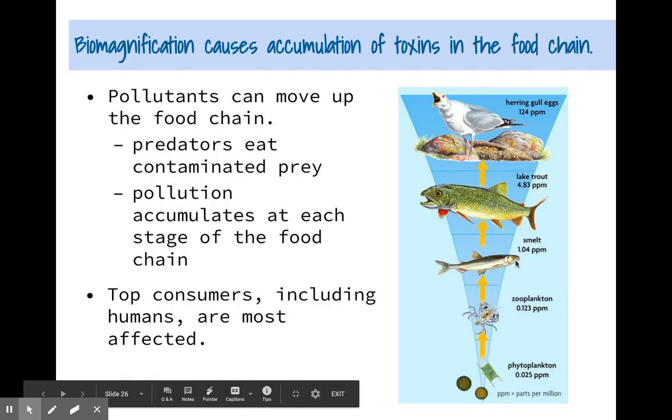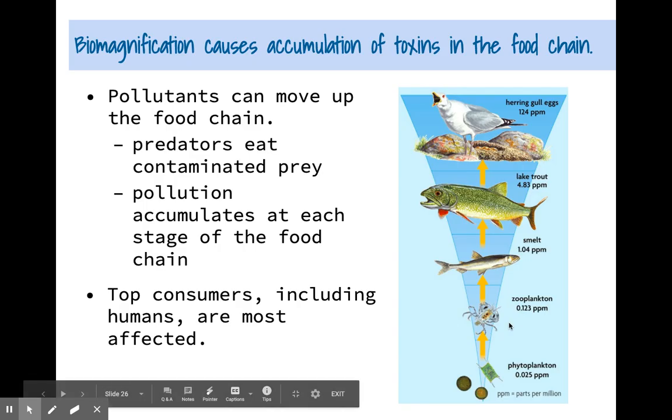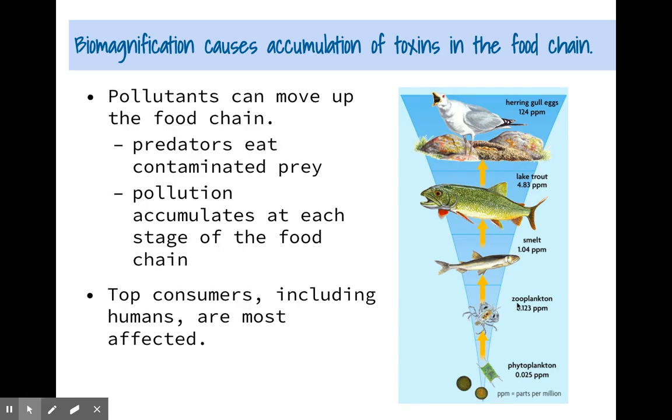Okay, next we have the smelt. So this fish is going to eat a lot of these zooplankton. Now notice as we go up, this parts per million starts to increase. Well, why is that? In order for this smelt to become full, it needs to eat a lot of zooplankton. The more zooplankton it eats, the more it starts to ingest the toxin. Then we get to the lake trout. As we see here, the lake trout then eats the smelt. Same thing, it's going to eat a little bit more of these fish. As it eats more of the fish, the amount of toxin starts to increase at a higher rate.